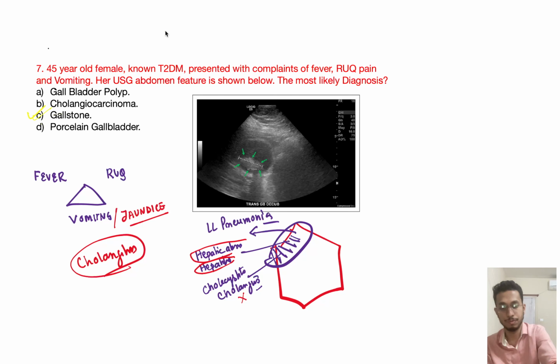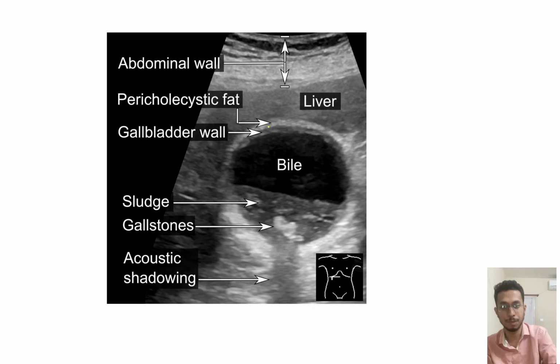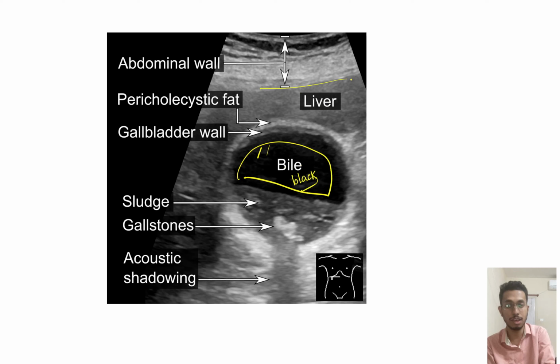Okay. So, coming to the features, you can see this is the bile, which is mainly watery, so that is why black in color. That is the liver margin, as well as features like sludge and gallstone followed by acoustic shadow are seen.